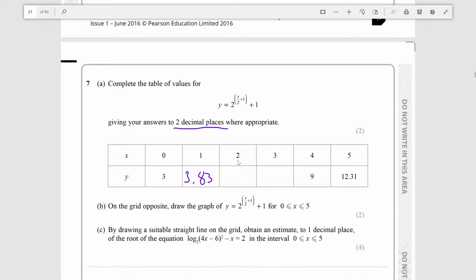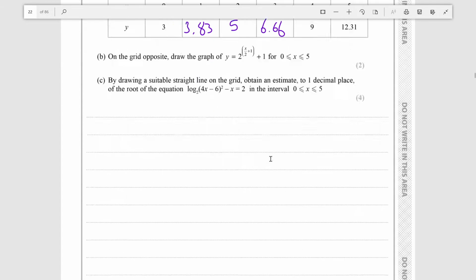For 2 it would just be 5 because it's 2 to the power of 1 plus 1, which is just 2 to the power of 2, which is 4, and plus 1, so 2 is exactly 5. Then 3 evaluates to 6.65685 and that rounds to 6.66. So this question is quite difficult to mess up. Just ensure that you type in the function correctly into the calculator.